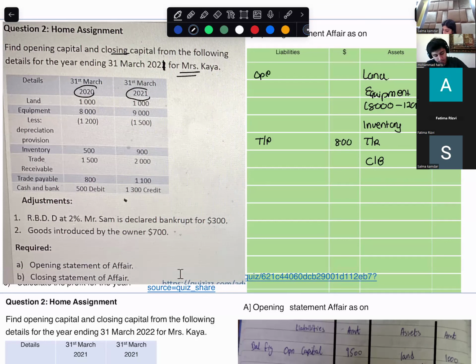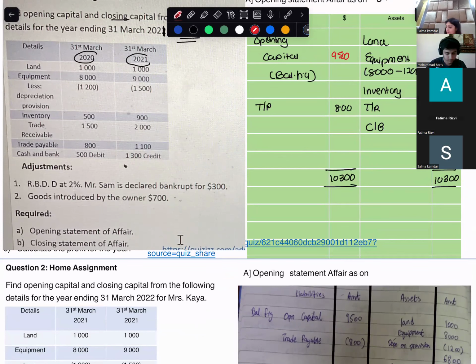I will get my opening capital as the balancing figure. How much? This would be on 31st March 2021. Can you give me the amount? So the total is 10,300. 10,300 I will write on both the sides. And opening capital will be the balancing figure, that is 9,500.